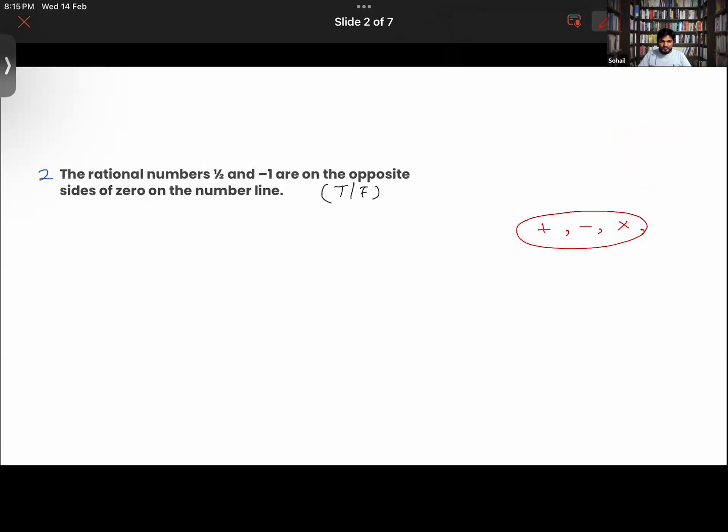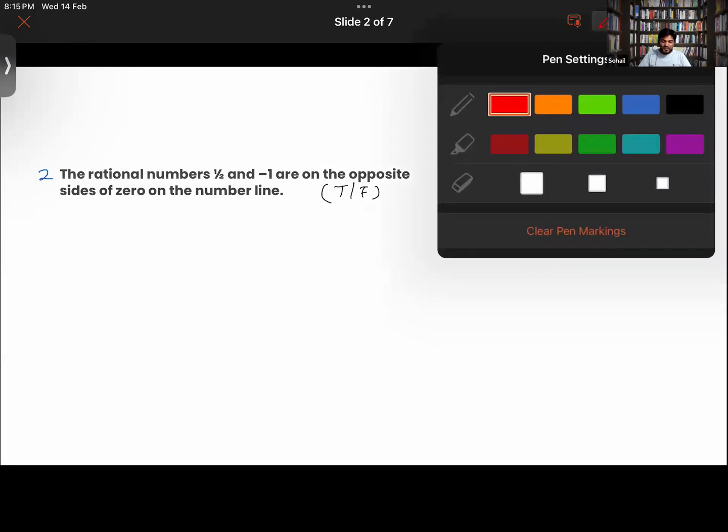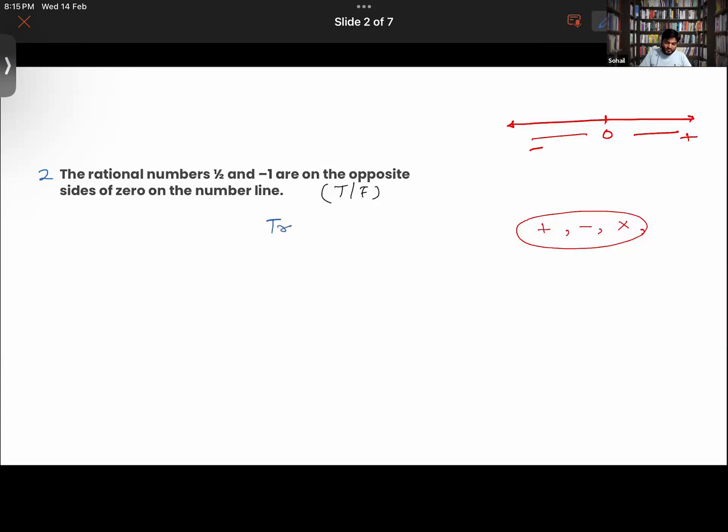Question number 2. When you draw the number line, this side positive numbers are there, this side negative numbers are there. The rational numbers 1 upon 2 and minus 1 are on the opposite sides of 0 on the number line. Exactly, the given statement is true. Getting it now, Arham? Yes, it is true. See, this is 1, this is 2, and this is where 1 upon 2 will be lying. And minus 1 is here. So they are on opposite sides on the number line.